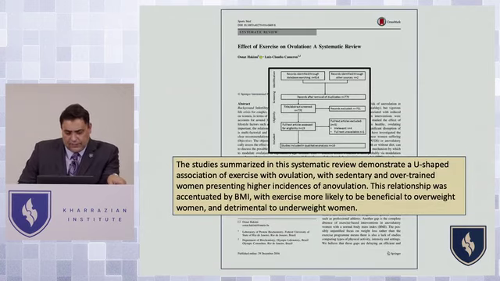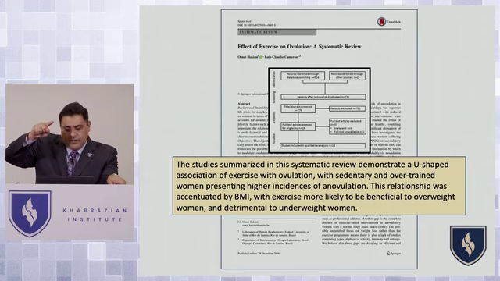Now, this was a study that was done on effects of exercise on ovulation, a systematic review. To summarize, this study, summarized in the systematic review, demonstrates a U-shaped association of exercise with ovulation, with sedentary and overtrained women presenting higher incidence of anovulation. This relationship was accentuated by BMI, with exercise more likely to benefit overweight women and be detrimental to underweight women. And this is the key thing with the concept of, you can't be excessive. So a U-shaped response is exactly what we're talking about when it comes to exercise.